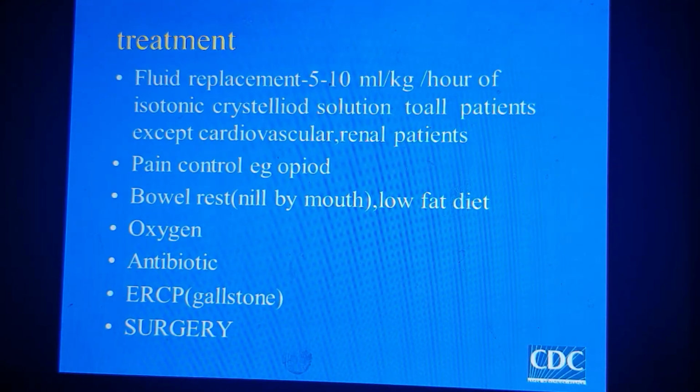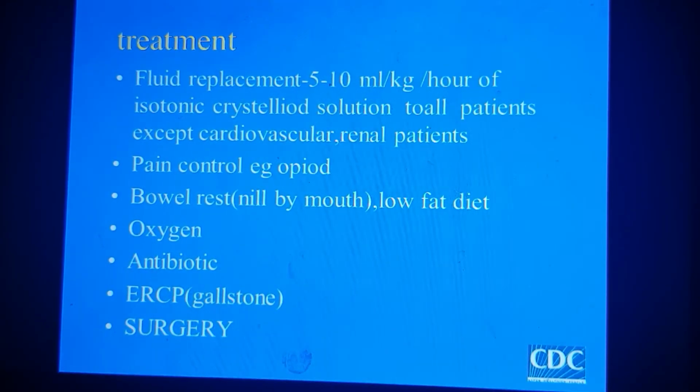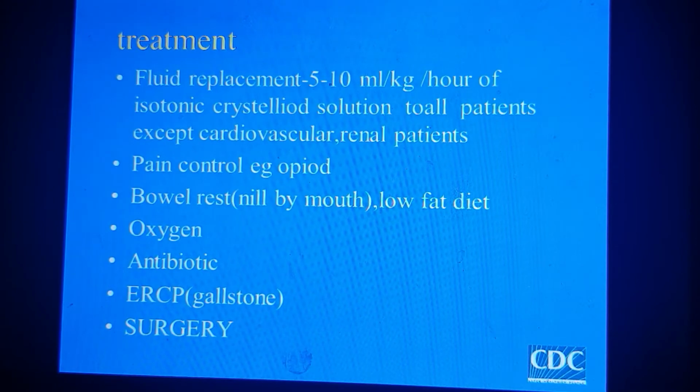What about treatment? We should give fluid replacement, 5 to 10 mL per kg per hour of isotonic crystalloid solution, especially normal saline or Ringer lactate, to all patients with acute pancreatitis, except in patients with heart failure and severe renal failure. Pain control with painkillers, for example opiates, because the patient presents with very severe abdominal pain.